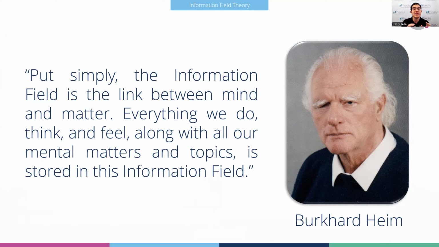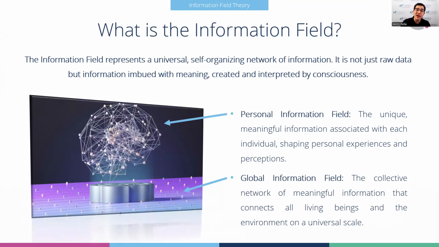He says that, put simply, the information field is the link between mind and matter, and that everything we do, think, and feel, along with all of our mental topics and matters, is stored in this information field. So what does this mean? This means that this network of information is able to gather everything we think and everything we do, and it is stored right there as information. Information with meaning that's coming right from our consciousness.